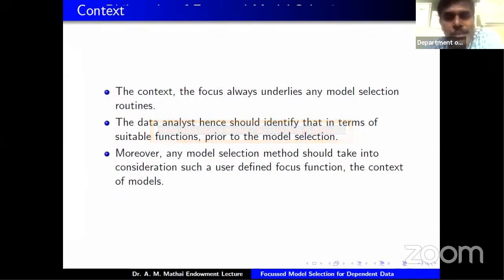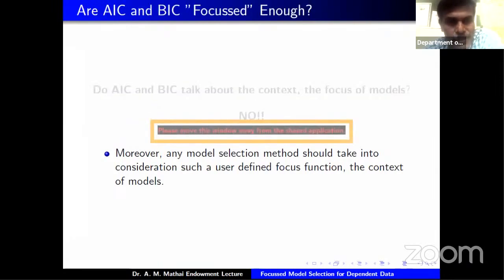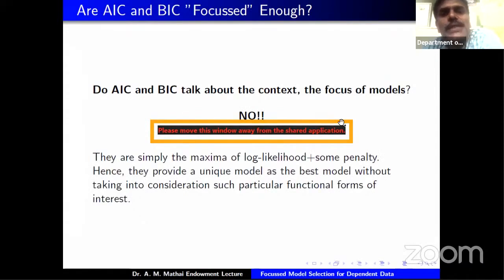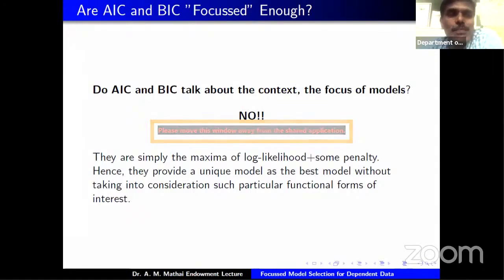Moreover, any model selection method should take into consideration such a user-defined focus function, the context of models. So the question here is, does AIC, BIC, or some of the existing ICs, do this? Or are they worried about the focus? The answer is no. They are not worried about the focus. They are simply the maxima of the log likelihood with a penalty, because the penalty is basically to adjust the bias or overfitting. So they provide a unique model as the best model without taking into consideration such particular functional forms of interest.